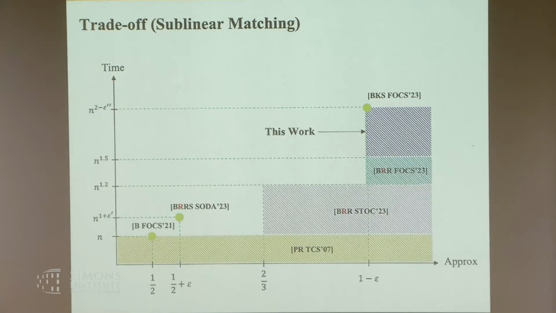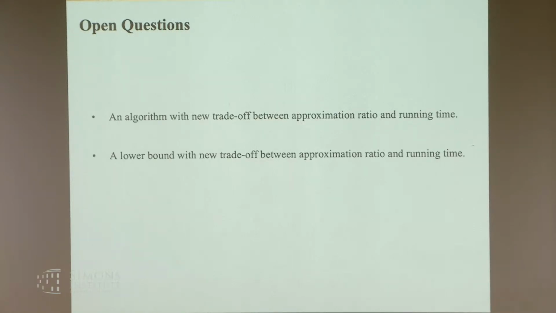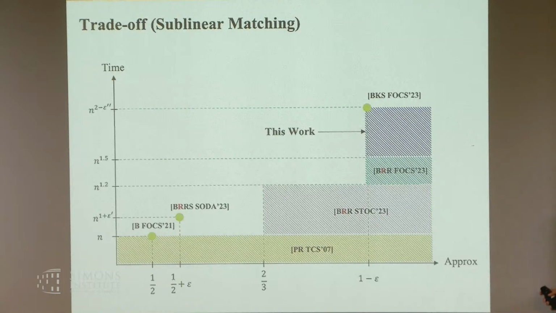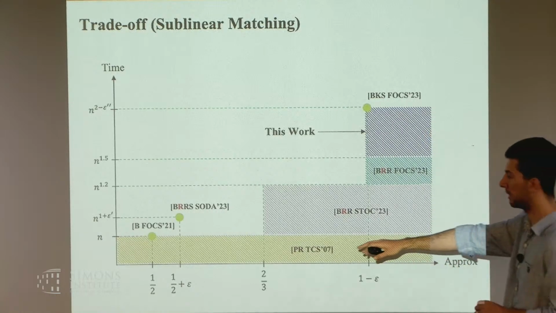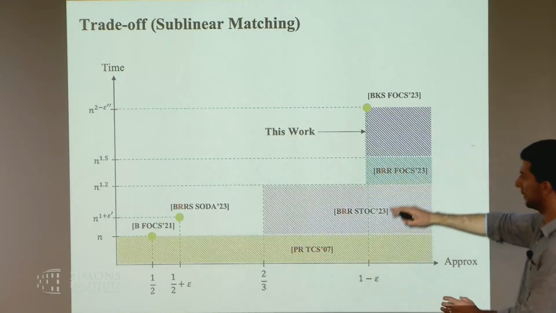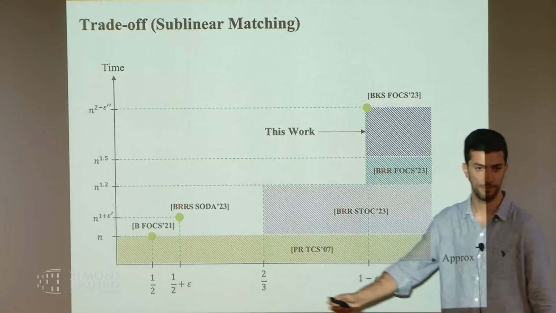I'm going to show this plot one more time, and we'll wrap up with open questions. Still, if you look at this plot, for 1 minus epsilon approximation, the problem is settled. For half approximation also, the problem is settled, but we don't know anything in between. So if we want to get two-thirds approximation, what's the best running time that we can get? Or, for example, if we want to spend n root n time, what's the best approximation ratio that we can get? Or can we get, say, two-thirds in linear time?